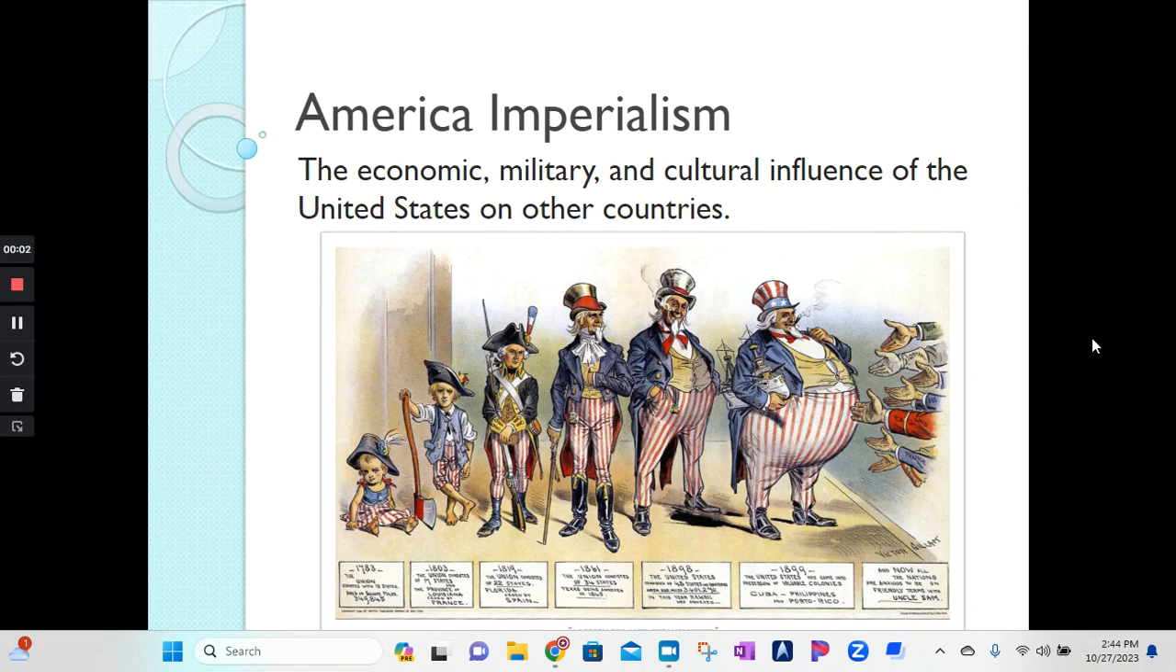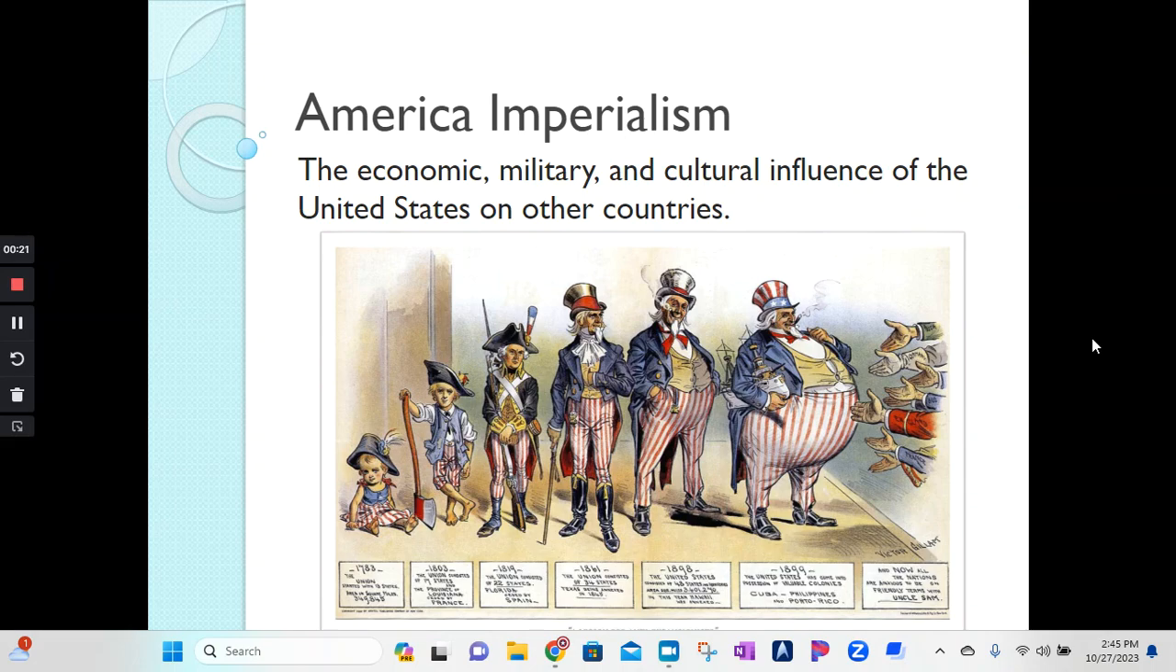All right, today we're going to be looking at this idea of American imperialism, that idea of expanding our influence as a country, the United States, to other countries. And as you can see here, in three ways: economically, militarily, and of course, culturally.